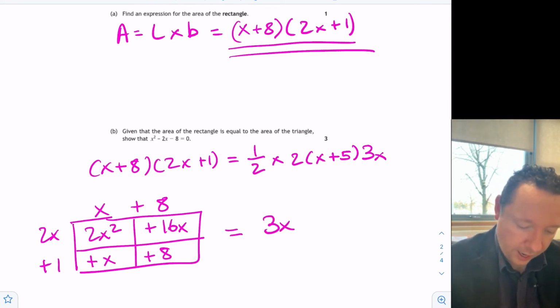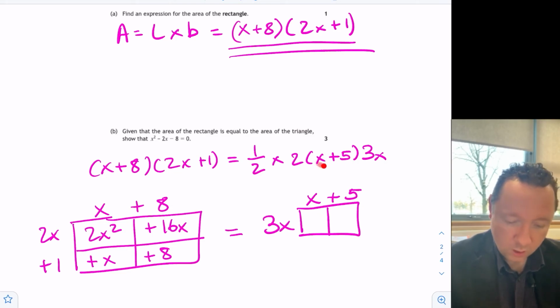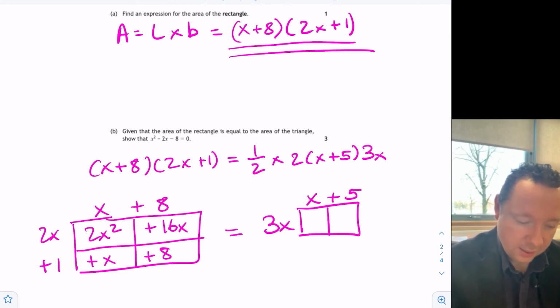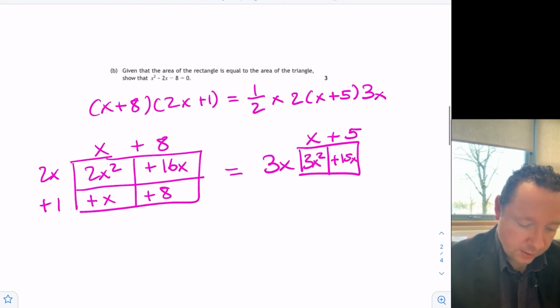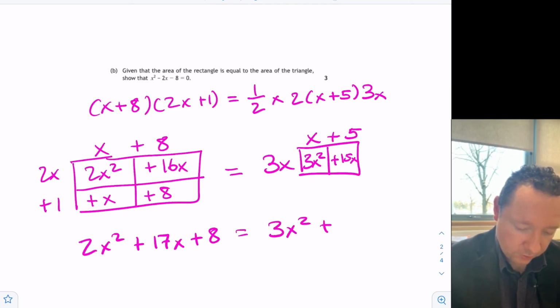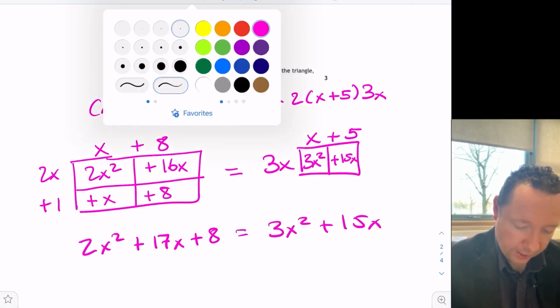So that's 3x times 1 times x plus 5. So essentially it's a half times 2 is 1, leaving just this to expand. That gives me 3x squared plus 15x. Tidying up the left-hand side, we get 2x squared plus 17x plus 8. And that equals the right-hand side of 3x squared plus 15x.